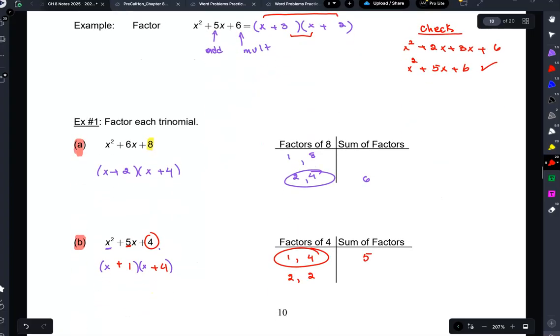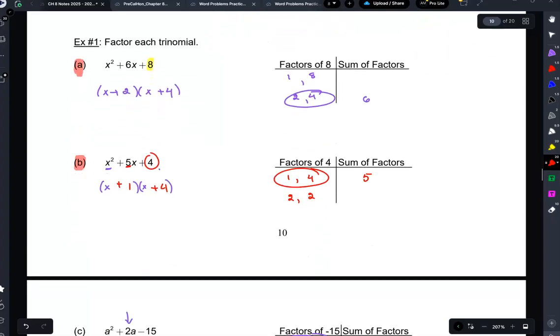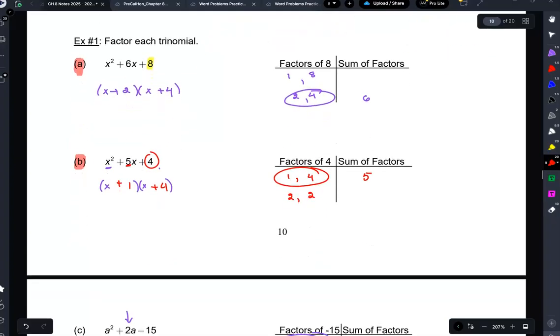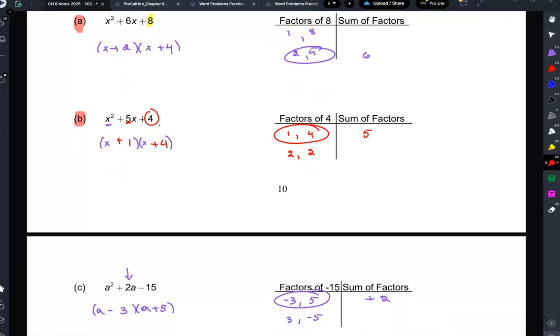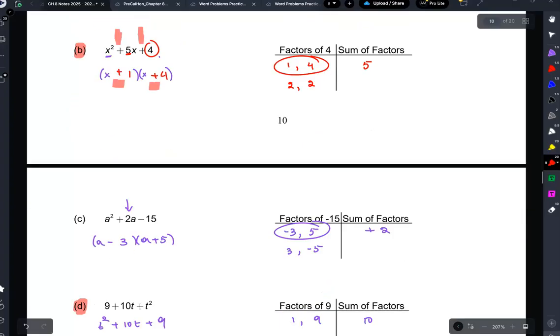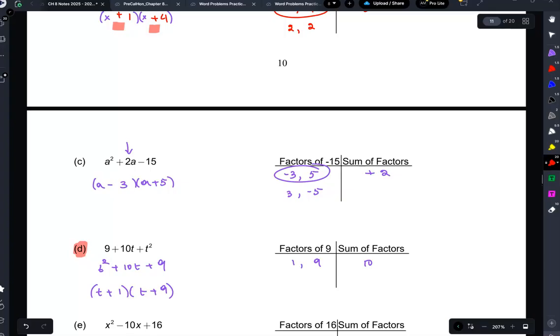Do you see how all the factors are plus, plus, plus, plus, right? x plus 2, x plus 4, x plus 1, x plus 4. Do you see that? So if the problem itself is plus, plus, then this will always be plus, plus. Because where is the negative going to come from? The place where you have a little bit of play is if you have one of the terms as a negative or two of the terms as a negative.